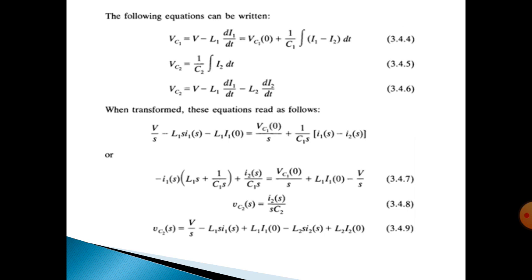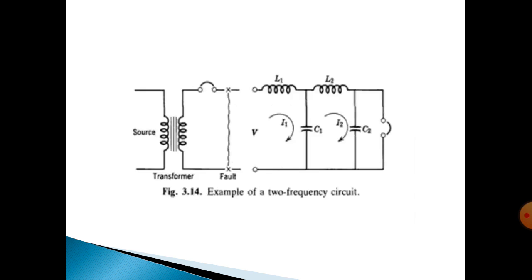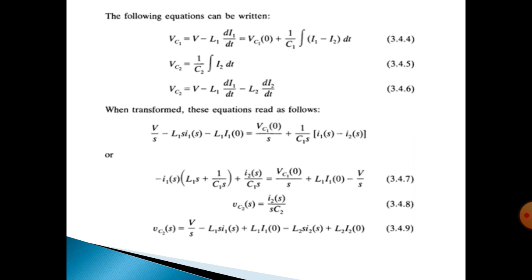This is the main equation of transient voltage. Vc1 is nothing but the voltage across the capacitor C1. We have considered in this circuit the capacitor C1, and the flow of current is I1 and I2. So the voltage across the capacitor, Vc1, is equal to V minus L1 di1 divided by dt, where V is the total source voltage. In terms of capacitance, by applying KVL, Vc1 is equal to Vc1 of 0 plus 1 by C1 integral of (I1 minus I2) dt.